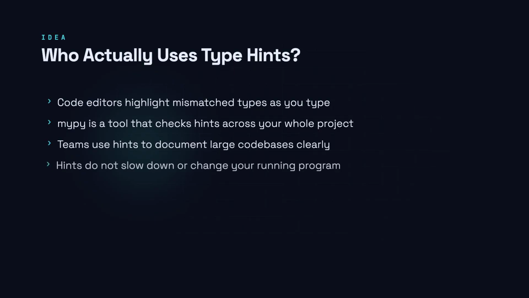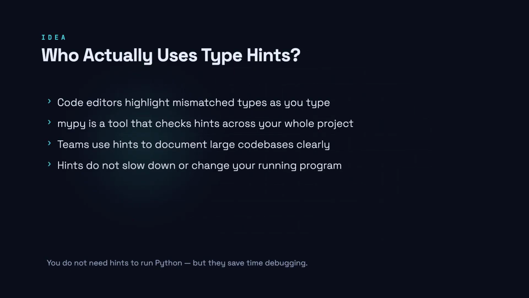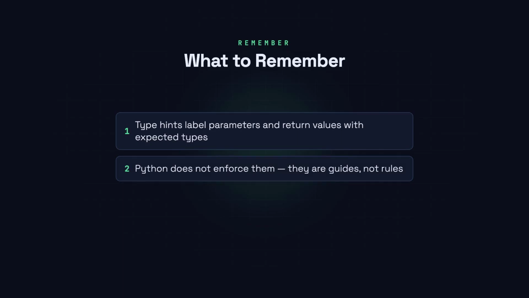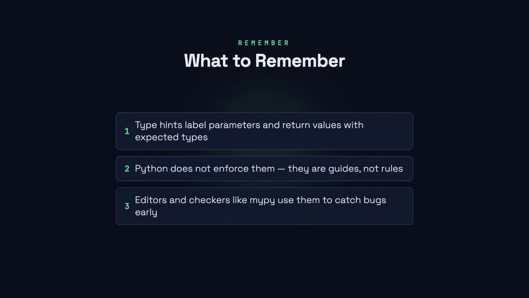Editors like VS Code read your type hints and underline mistakes before you even run the program. Tools like mypy can scan your whole project and report type mismatches automatically. To recap, type hints are optional labels that make your intentions clear. Python ignores them at runtime, but your editor and tools use them to help you write better, safer code.